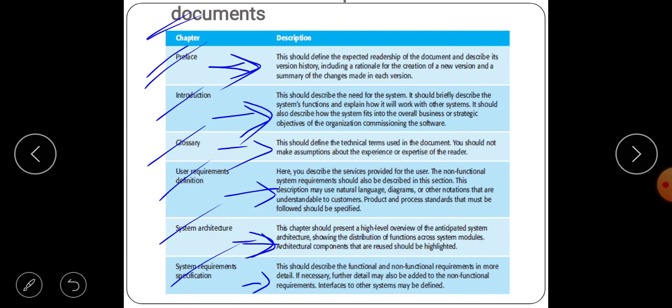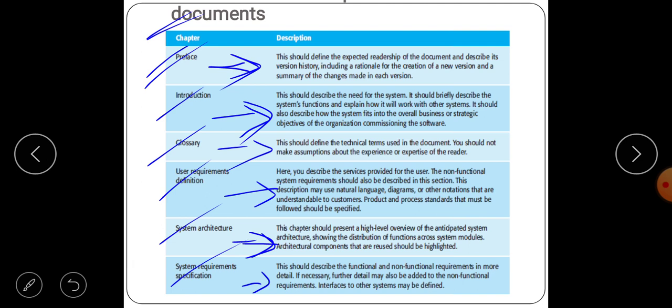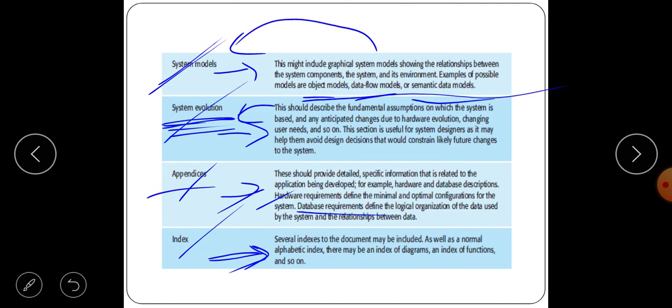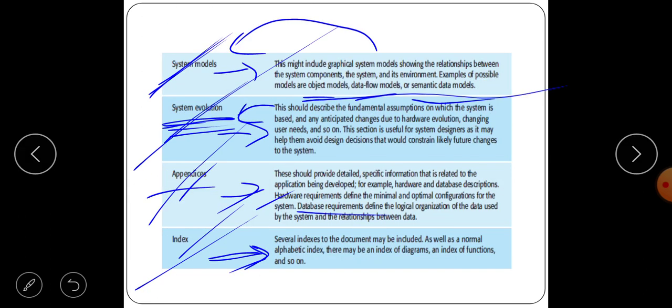Whenever they ask you to explain the structure of a requirement document or the IEEE standard for a requirement document, you have to mention these 10 chapters in order only. First, you have to mention preface, next introduction, glossary, user requirement definition, system architecture, system requirement specification, system model, system evaluation, appendices, and index. You should write in order only, from preface to index.